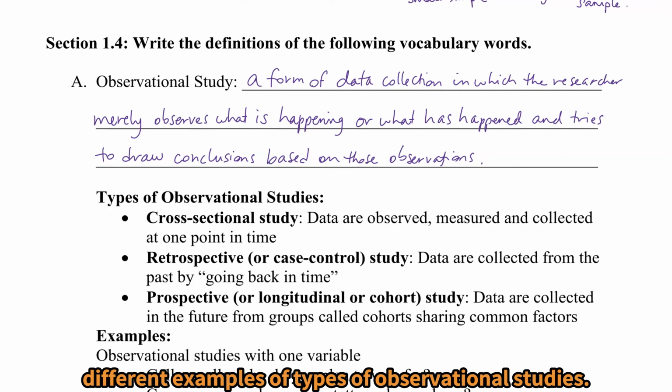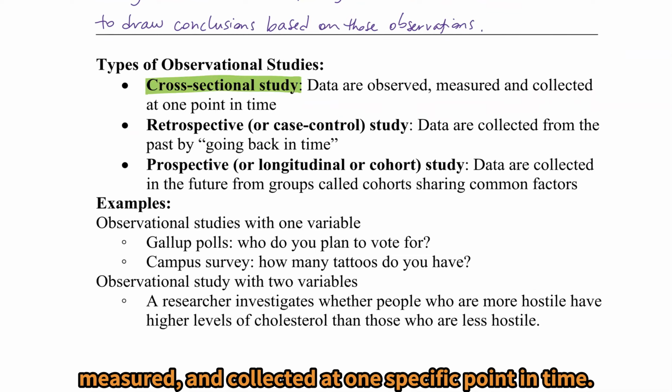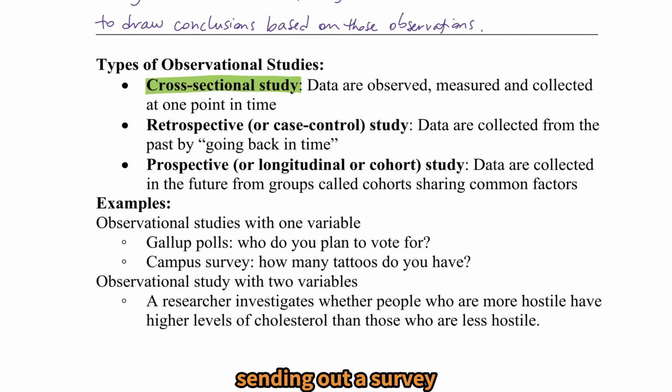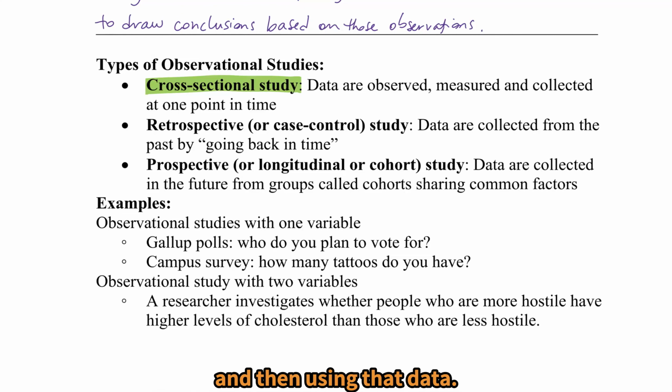We have 3 different examples of types of observational studies. A cross-sectional study is where data are observed, measured, and collected at one specific point in time. So we would look at one point in time, sending out a survey or observing something happening at that moment, and then using that data.